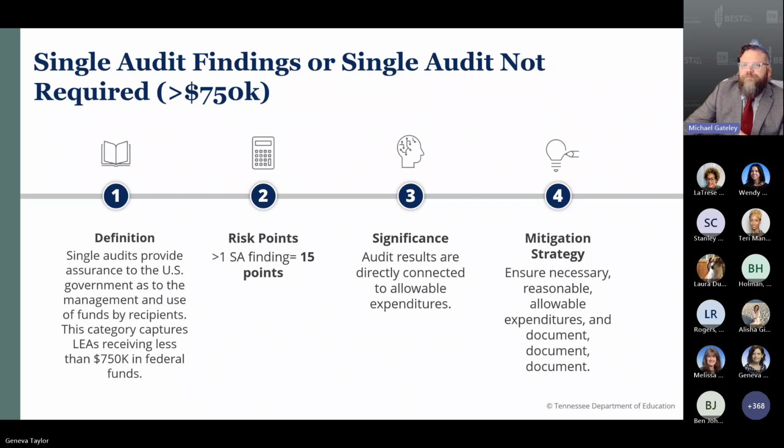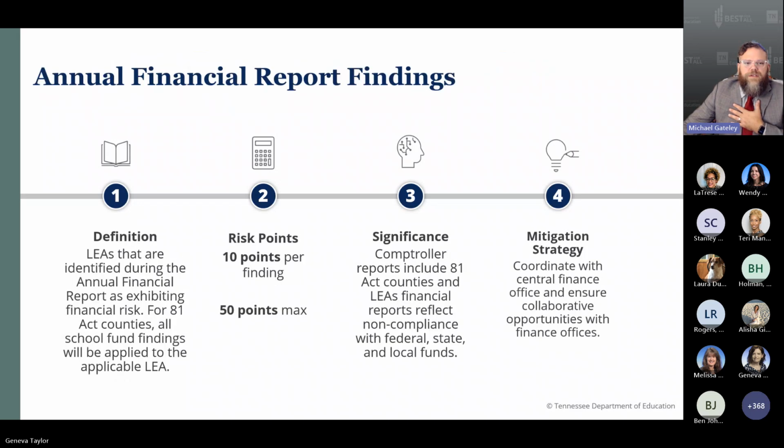So annual financial report findings. The LEAs that are identified during the annual financial report as exhibiting financial risk is what this category deals with. For any 81 Act counties, all school findings will be applied to the applicable LEA. There will be 10 points per finding, and there's going to be a 50-point max in this category.